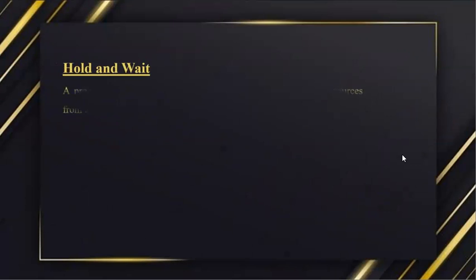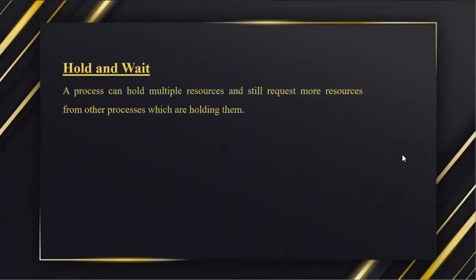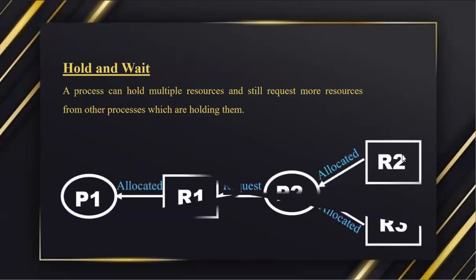Hold and wait. A process can hold multiple resources and still require more resources from other processes which are holding them. In the given diagram, process 2 holds resource 2 and resource 3 and is requesting resource 1, which is held by process 1. By this condition, there must exist a process which holds some resources and waits for other resources held by some other process.